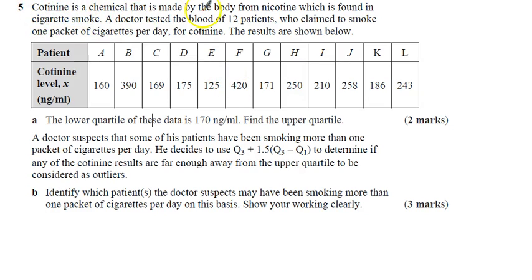Some chemical is made by the body from nicotine, which of course is found in cigarette smoke. So a doctor is testing 12 patients and they all claim to smoke 1 packet of cigarettes per day. And he's testing for this chemical, and here's the amount of chemical in each of their blood samples. It tells us the lower quartile, thank you very much for that. Find the upper quartile. Now, I'd usually say because there's 12 patients, it's a bit tricky.